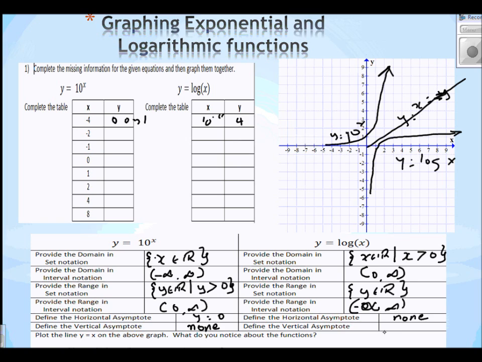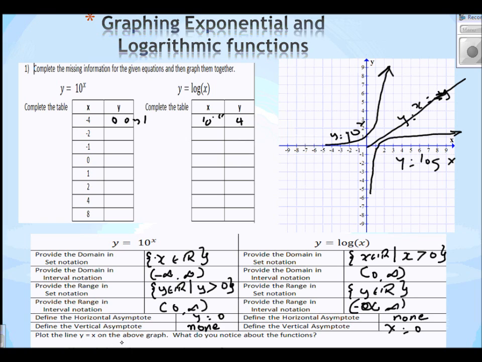Is the graph taking a vertical asymptote? Is the graph touching the x-axis at all? No. So the vertical asymptote is the y-axis. And what is the equation of the y-axis? x equal to 0. So whenever an asymptote is asked for, please provide an equation, not a value.